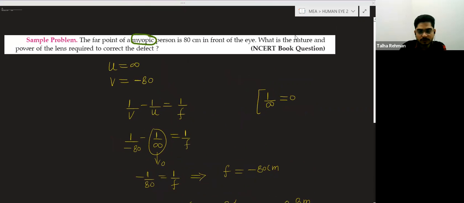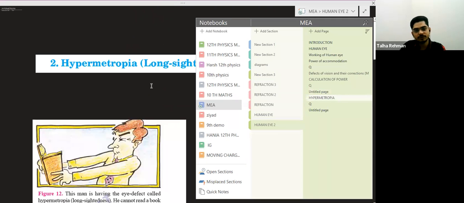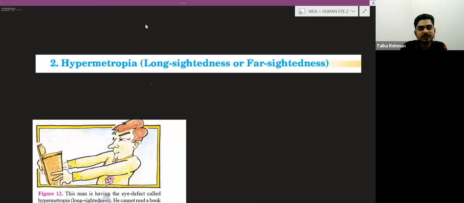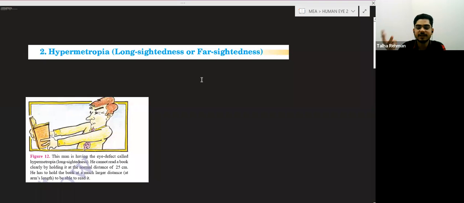Okay, so just wait, don't note up now. We will discuss hypermetropia first, then you will note. So see, what is hypermetropia? There is another eye defect. I have told you I will discuss three types of defect. The second type of defect is hypermetropia. You can say long sightedness or far sightedness.